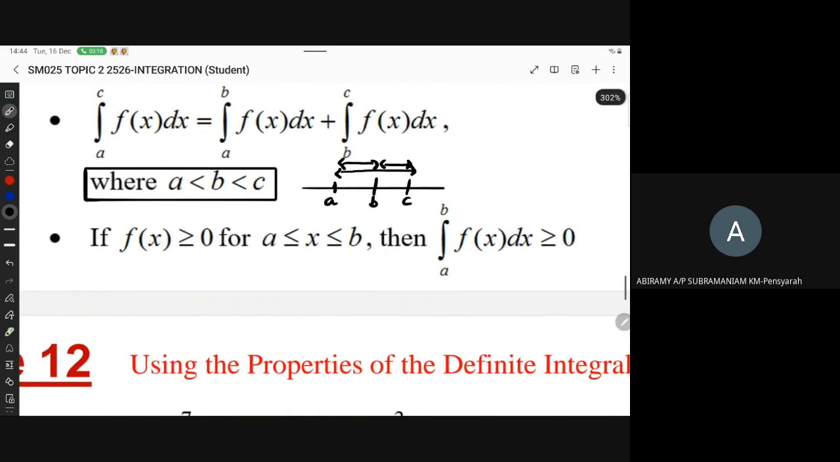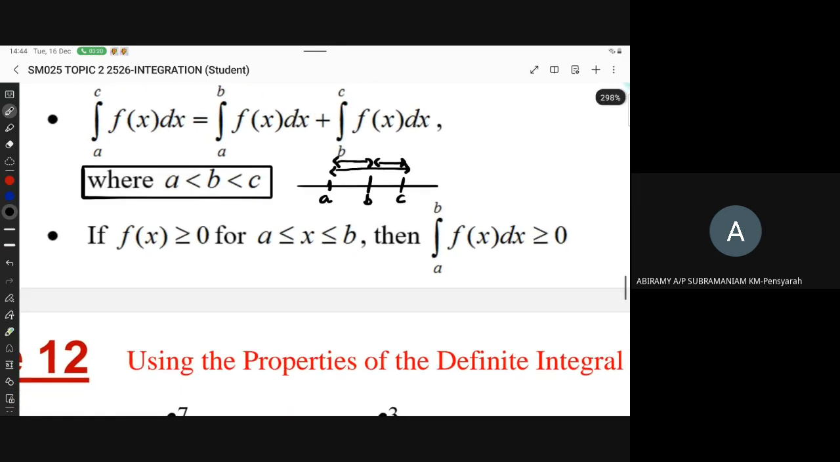Okay, and if we have f(x) greater than 0, and the definite integral is a until b, then if you integrate a until b, you will definitely get a value greater than 0. This is because a is less than b, so we will be taking b minus a. That's why your answer will definitely be greater than or equal to 0.